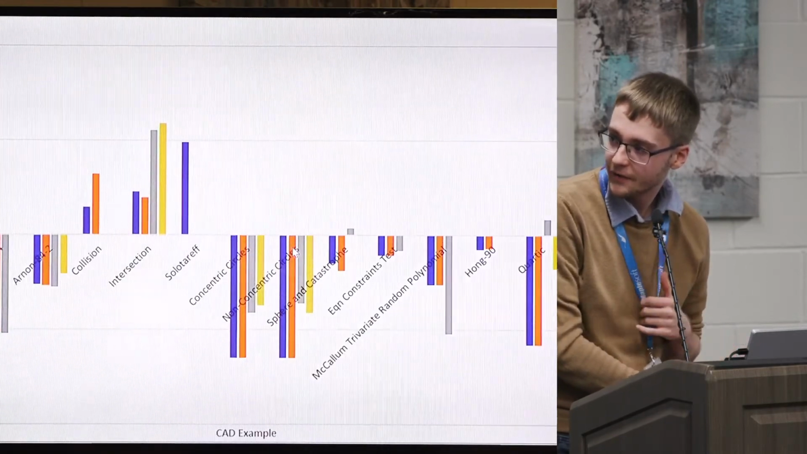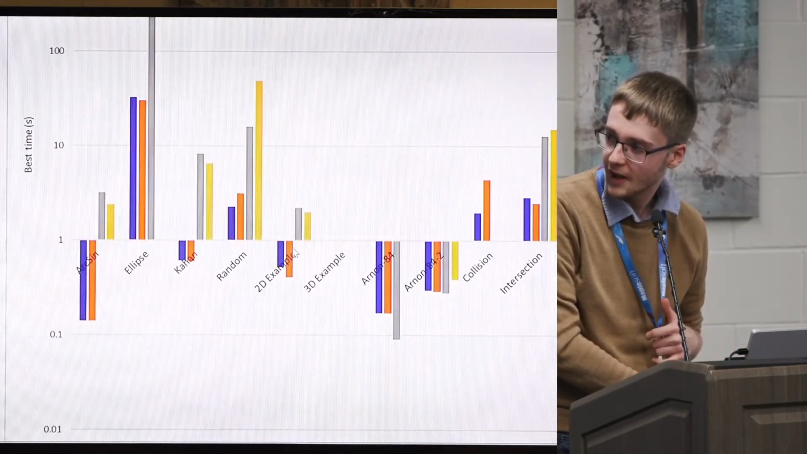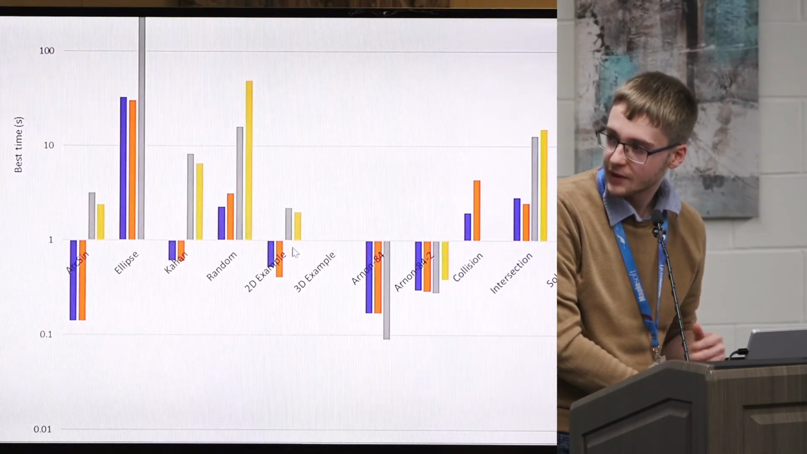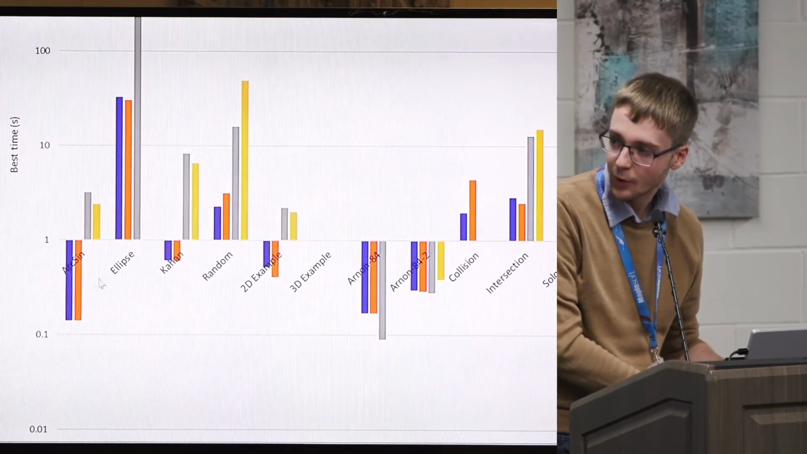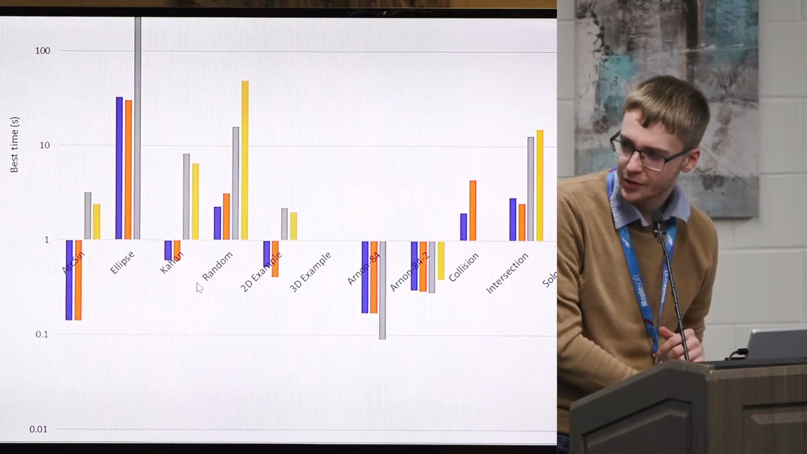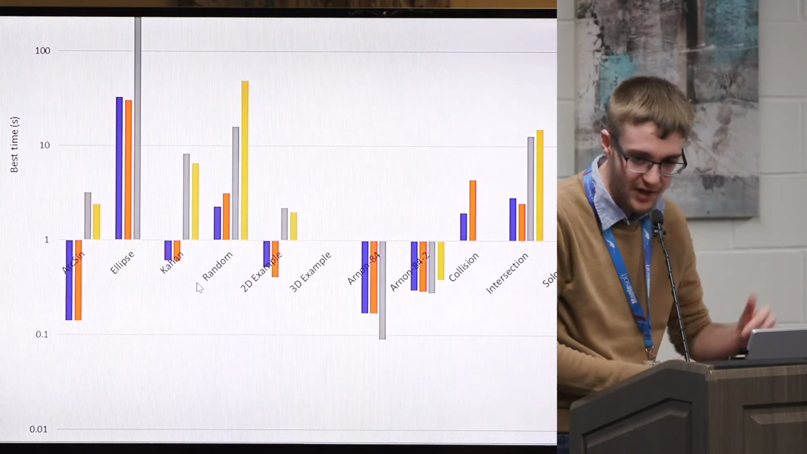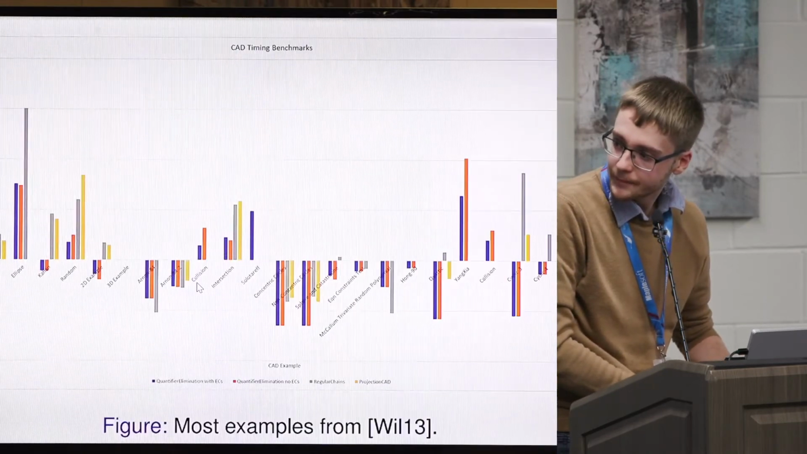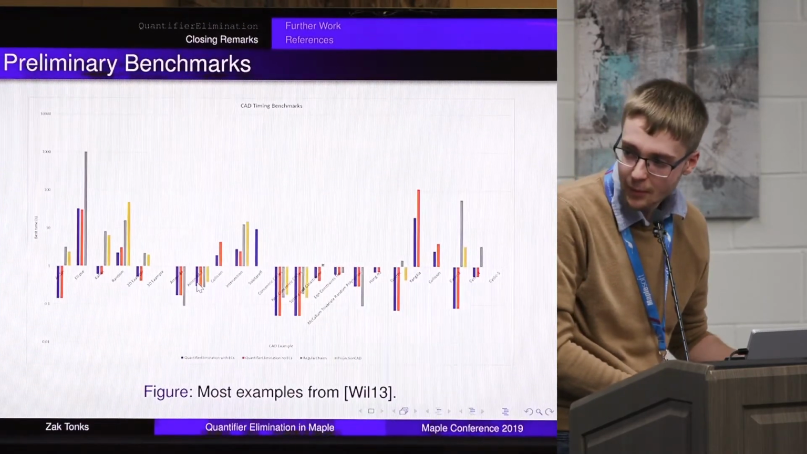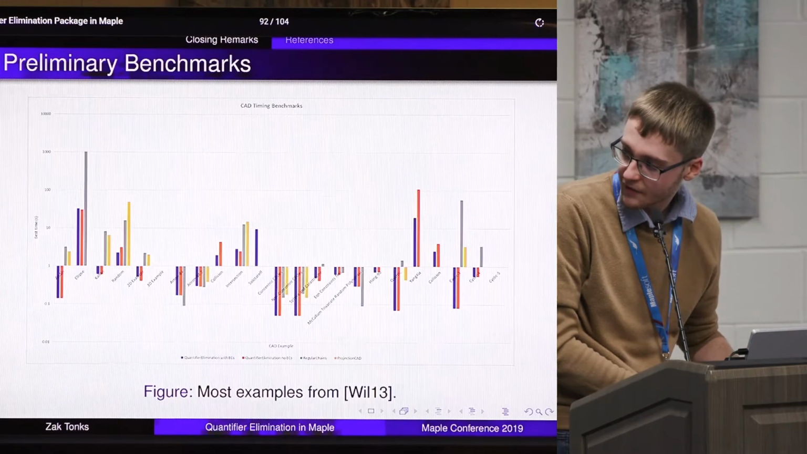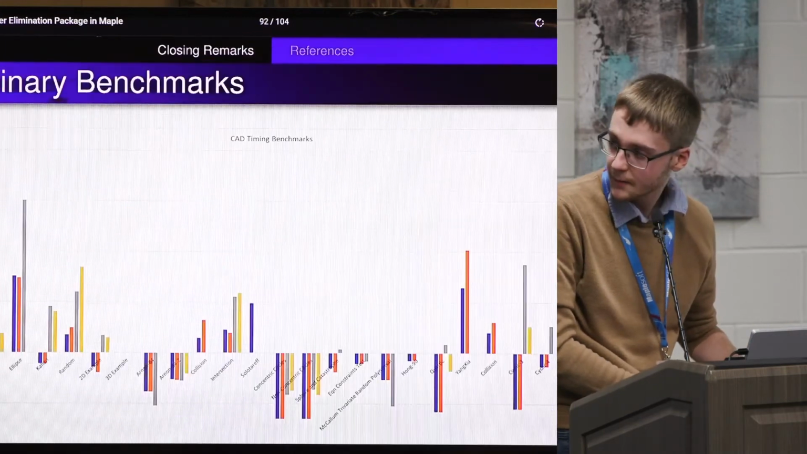Yeah, so there are a few examples, only one, actually, I think, here, where the others did better than me, but I'm the blue and orange bars. The orange bar, I think, is with equational constraints, which is this optimization I'm talking about, but you can turn that off. Most of those examples are from my predecessor, David Wilson, his QE database.